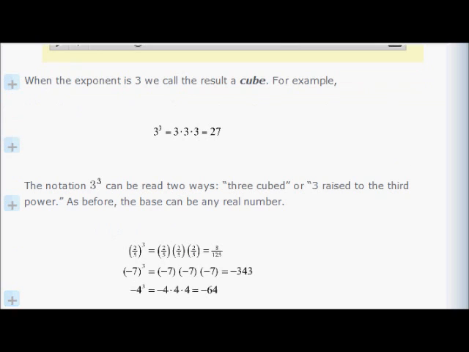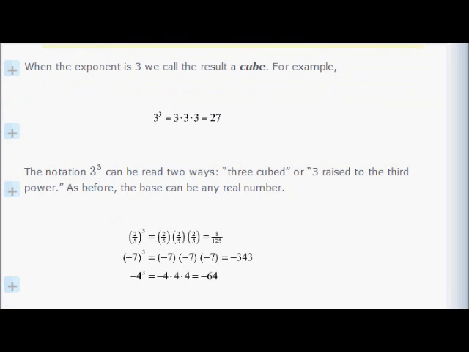When the exponent is 3, we call the result a cube. For example, 3 cubed is 3 times 3 times 3 equals 27. And you could say that a cube is three-dimensional, speaking of 3. The notation 3 cubed can be read either 3 cubed, which is the way we'd normally read it, or 3 raised to the third power. And we would normally just say 3 cubed.